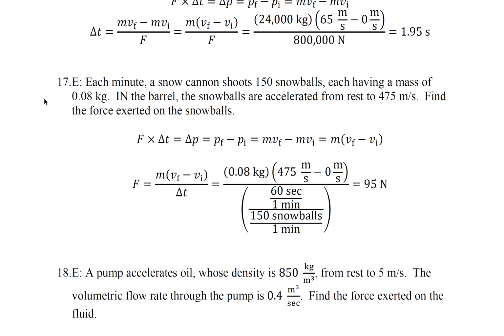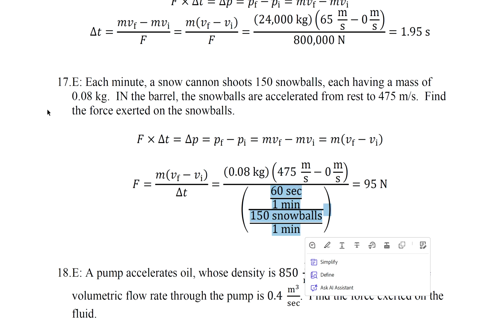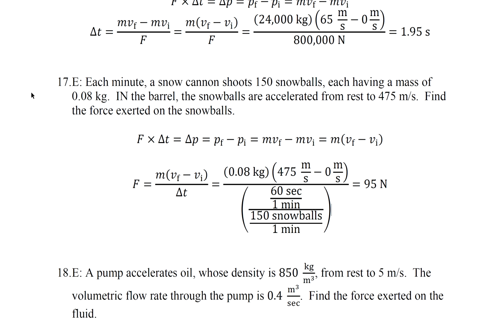Question 17. Each minute, a snow cannon shoots 150 snowballs, each having a mass of 0.08 kilograms. In the barrel, the snowballs are accelerated from rest to 475 meters per second. Find the force exerted on the snowballs. So we're given all the information. The most tricky part would probably be delta t, because we need that in seconds per snowball.